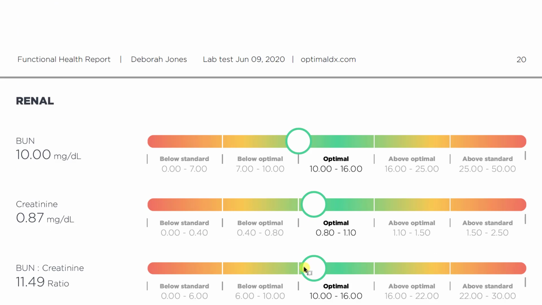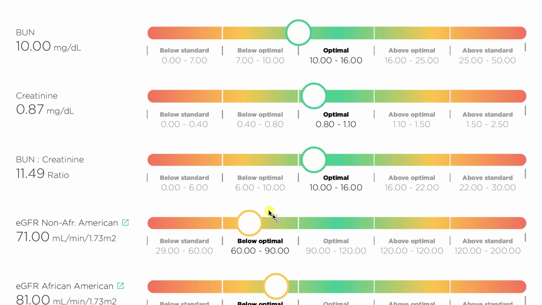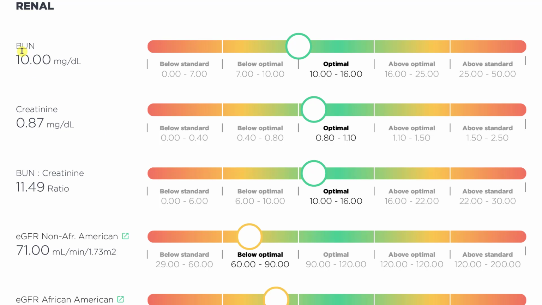Moving on, looking at your kidneys, kidney function, we begin to assess with blood urea nitrogen, BUN. This is an indication of protein absorption, amino acid absorption. When it's low, it could indicate low stomach acid. Yours is borderline below optimal. So almost into a low category.